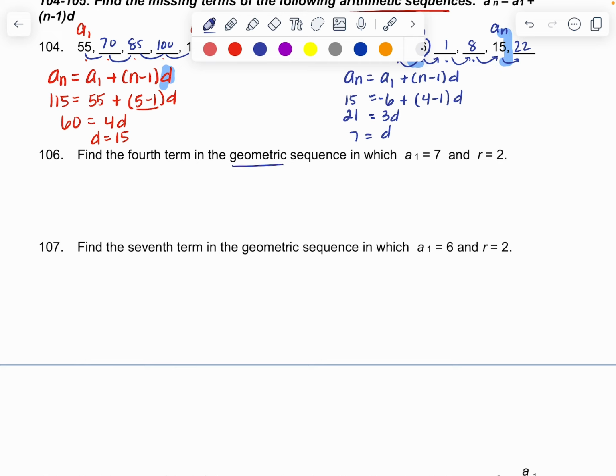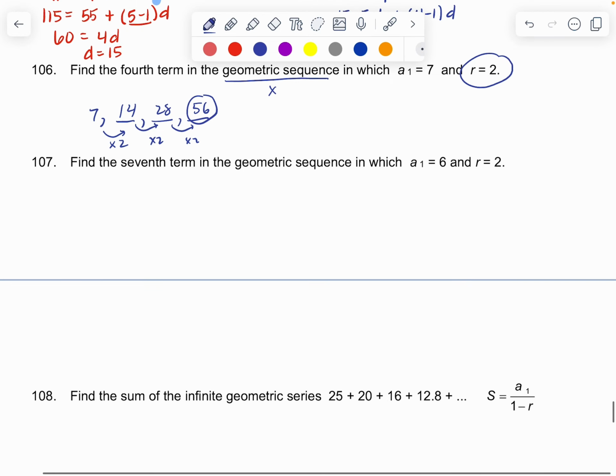Okay? All right, number 106, find the fourth term in the geometric sequence. Because it's geometric, that means I'm multiplying to get from term to term. So my first term is 7. I need to find the fourth one. If I multiply by 2, that's my common ratio. 7 times 2 is 14. 14 times 2 is 28. 28 times 2 is 56. Hope that's on your final.